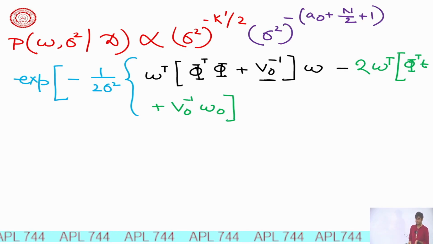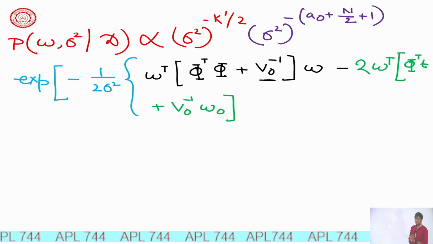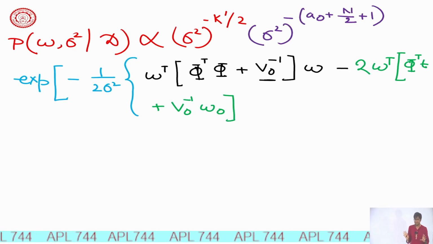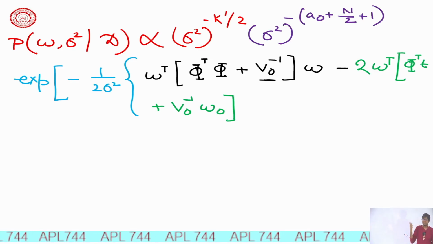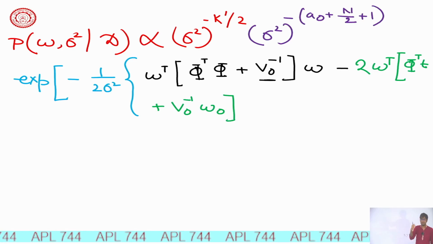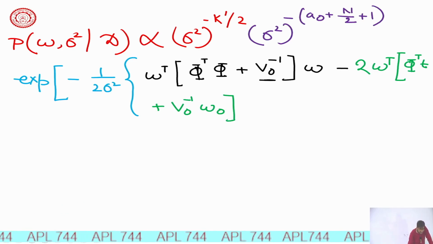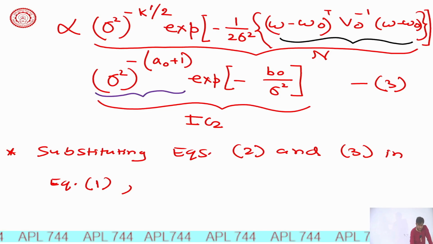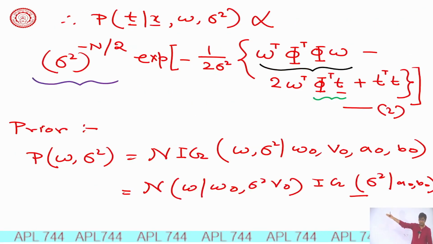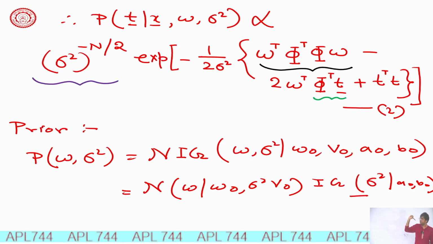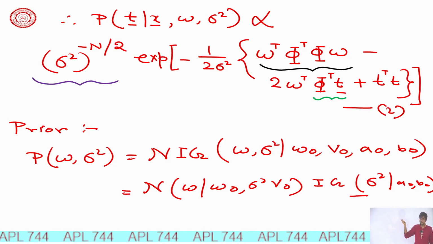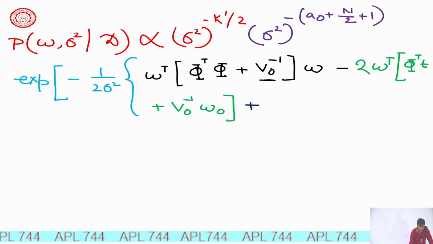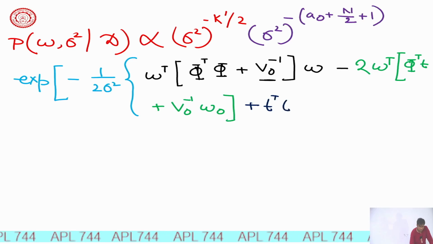And now what I will do is I will write everything that is remaining. Every other term that is remaining, I will now write it down. Basically, apart from the linear term and the quadratic term, whatever is remaining. So let me write that down in another color. So what is remaining from here? What is the remaining term? T transpose T. So let us write it down. T transpose T.